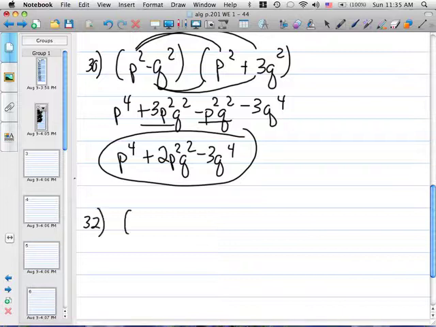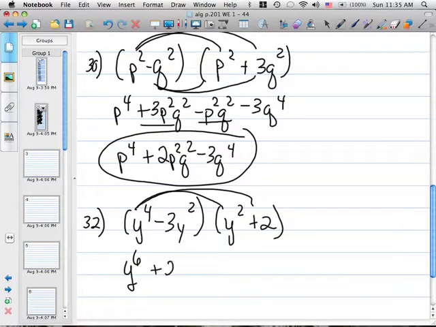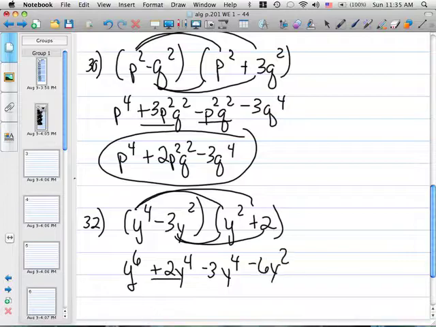32. y to the fourth minus 3y squared times y squared plus 2. First terms, add your exponents, y to the sixth, outer plus 2y to the fourth, inner negative 3y to the fourth, last negative 6y squared. Collecting like terms, we get y to the sixth minus, positive 2 take away 3, minus 1y to the fourth, minus 6y squared.